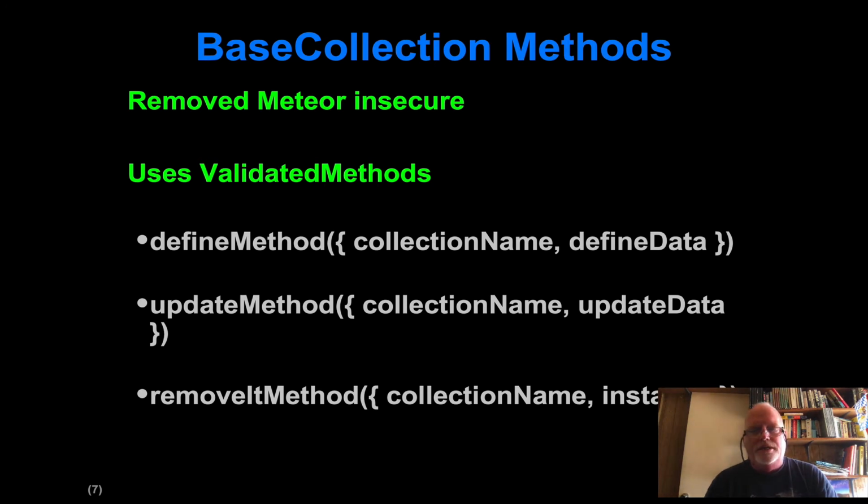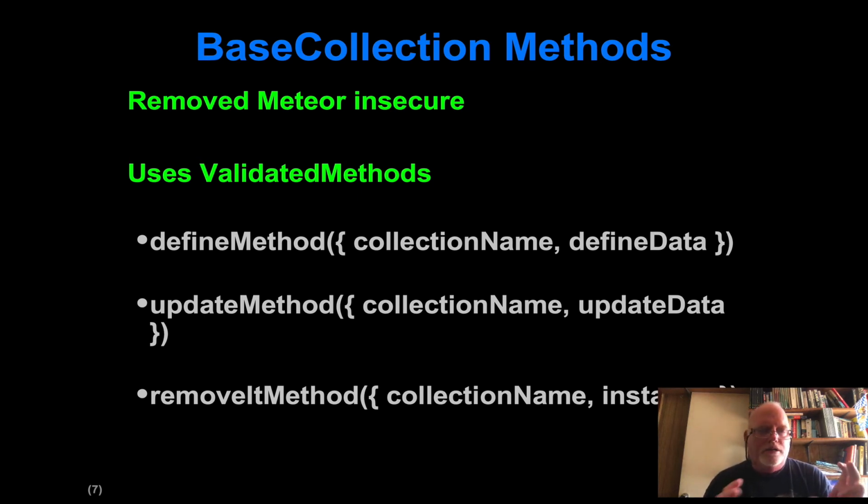The update data is an object that has an ID field indicating which document ID I want to update. And then the rest of the object is the update. So what do I want to change in that document? And the remove method, again, takes a collection name and an instance, and the instance is basically the ID of the document that you want to remove.